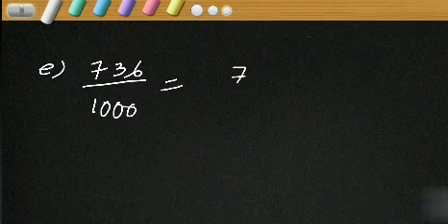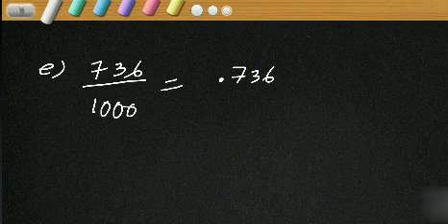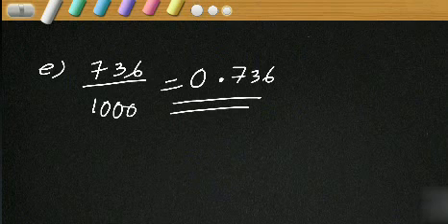Where to place the decimal point? Write the given number. Here we have to place the decimal point. Why? 3 digits are given here, and in the denominator there are 3 zeros. So 3 decimal places should be there. So put the decimal point here, and 0. Instead of writing .736, we can write 0.736. Got it? Okay. Have you understood how to do this?